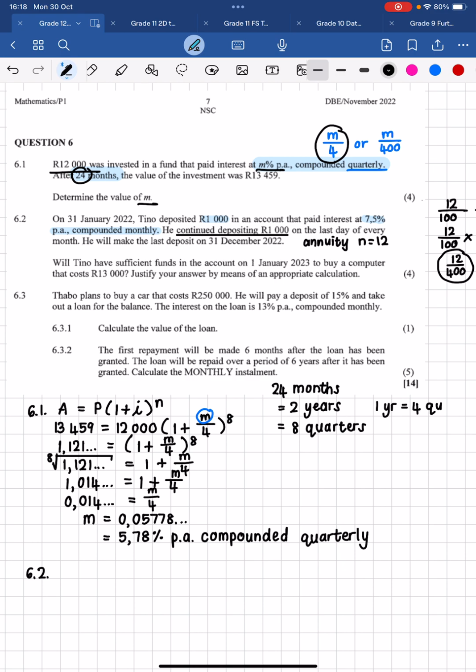Someone is asking, how do you know when to use future value and not present value? I always say if it's an investment, so you're saving up for something in the future, then you use future value. But if it's a loan, you get an amount at present that you must then pay off, so that is present value. Investment is future value and loan is present value. That's how I always remember the difference between the two.